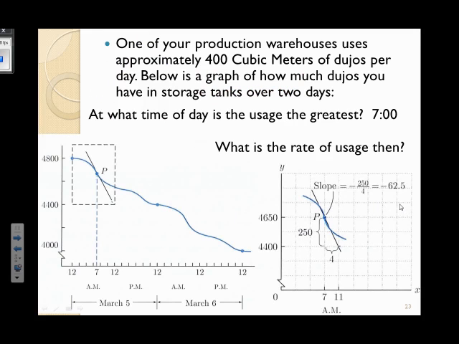So the usage rate is that we're using 62.5 cubic meters of DUOS over that time. At all other times we're using it too, but just not at that rate. It's the largest rate of usage. Now, it's negative, which means the tank is going down. We wouldn't say that the usage is minus 62.5, because that would mean we're filling our tanks. The usage would simply be the positive value. We're using 62.5 cubic meters of DUOS at 7 a.m.